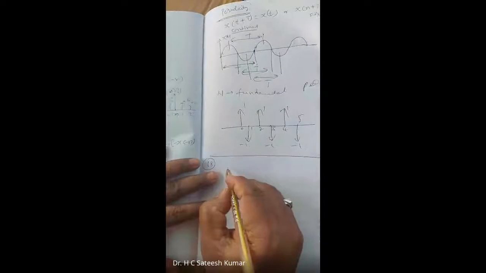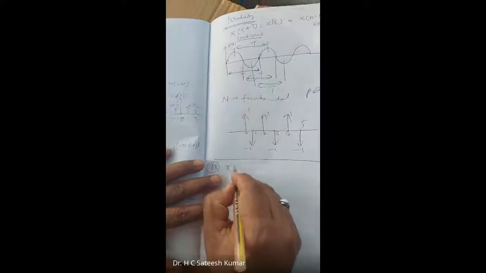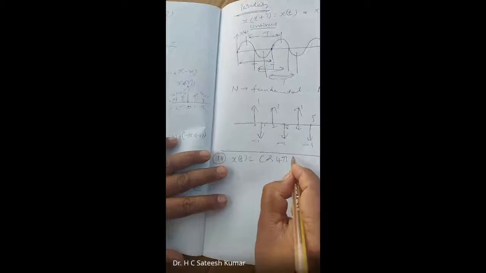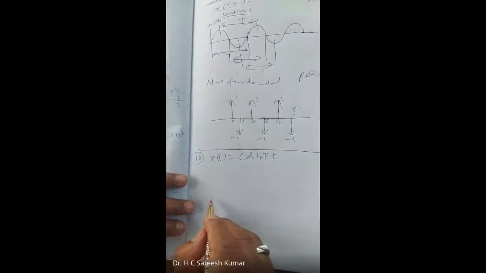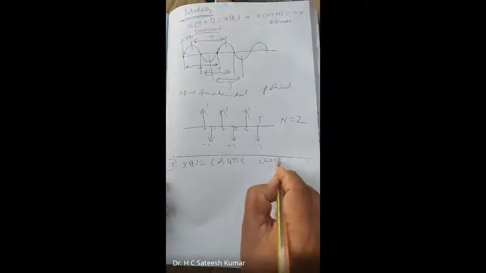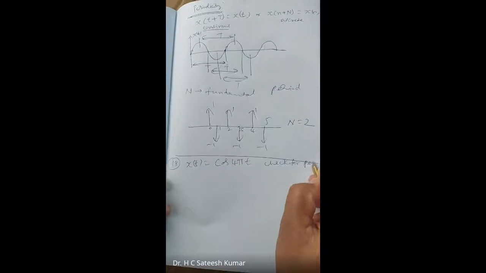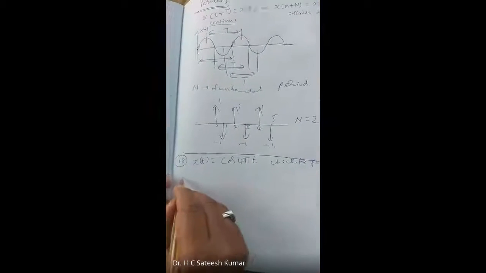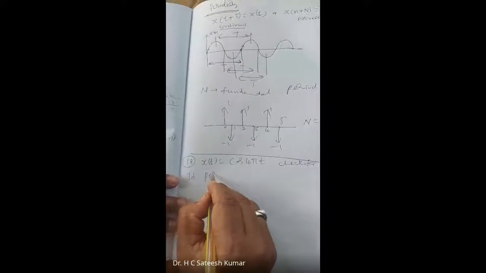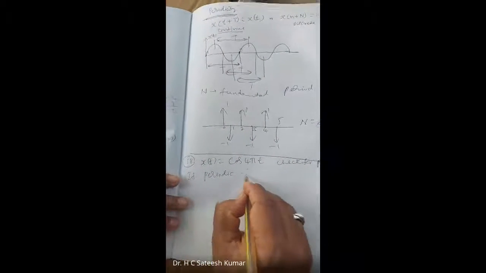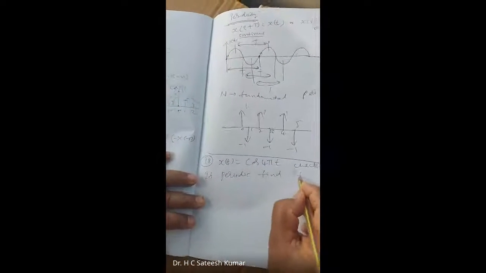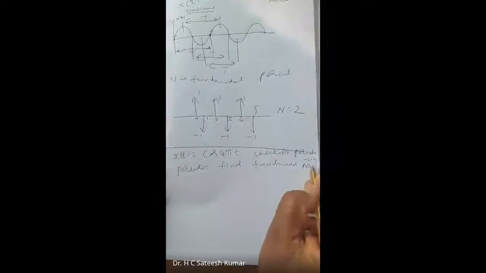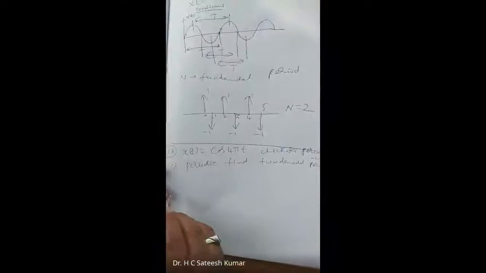Right. So now let us say I have a signal x of t is equal to cos of 4 pi t. Check whether the following signal is periodic or not. Check for periodicity, and if periodic, find the fundamental period. That's the question.